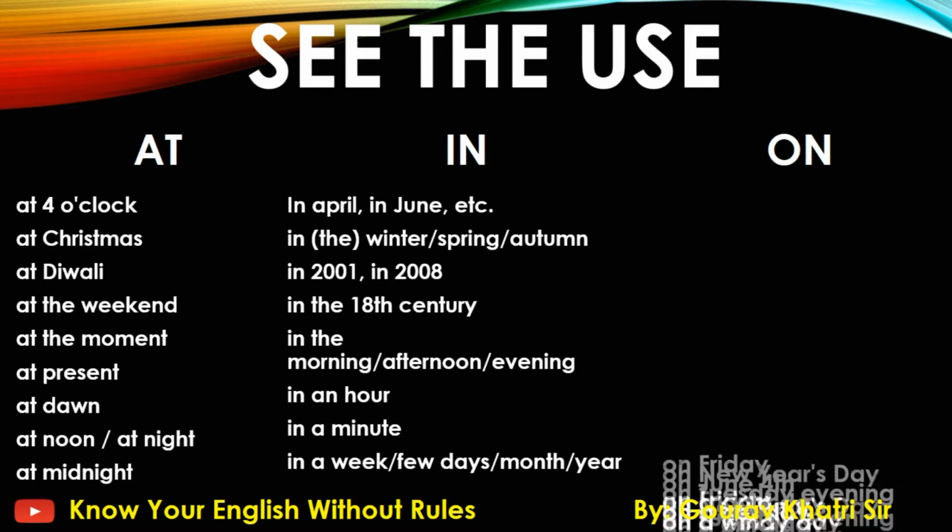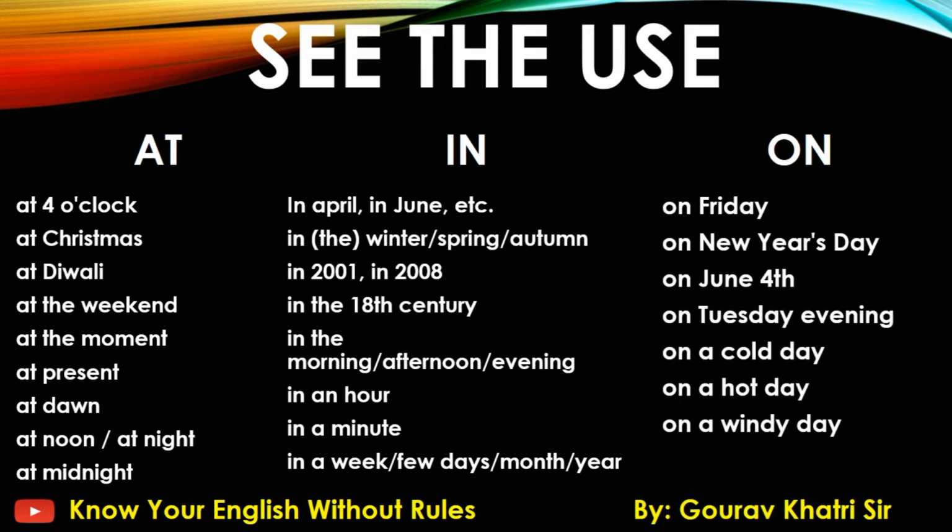Now let's do some practice with on. Say loudly, on Friday means on some particular day. So see, you say on that day, on Friday, on New Year's Day, on June 4th. When you mention a particular date, you say on June 4th, on 17th of March, like that. On Tuesday evening. Say, on a cold day, on a hot day, on a windy day.